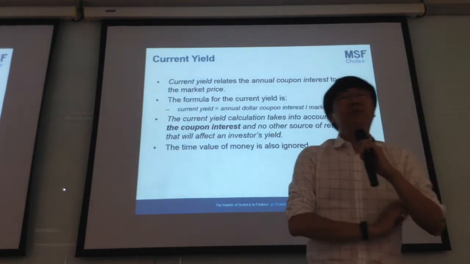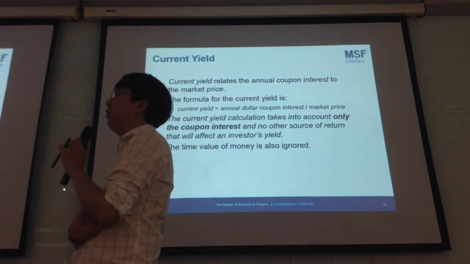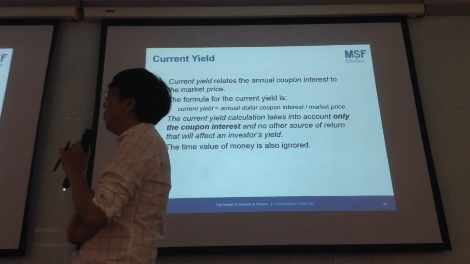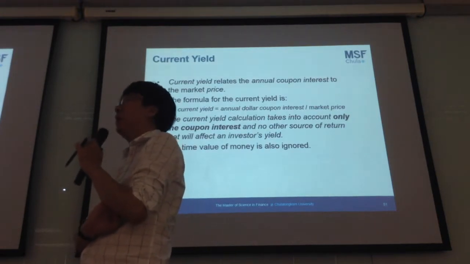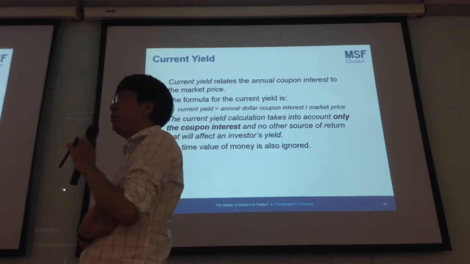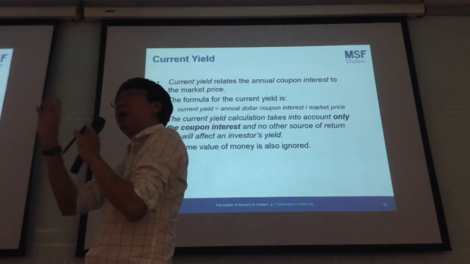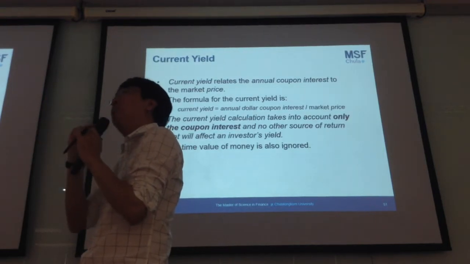Current yield. This measure of return ignores the effect of the time value of money. To estimate the current yield, we simply combine the total dollar amount of the coupon received in each year divided by the bond price. That's all.